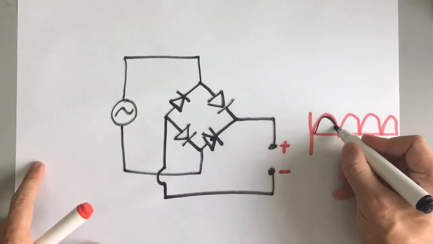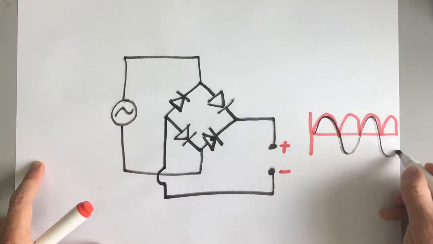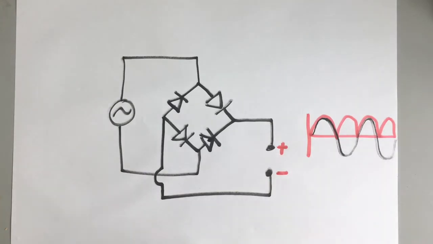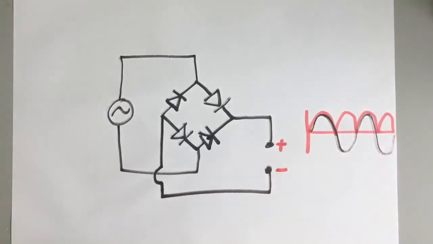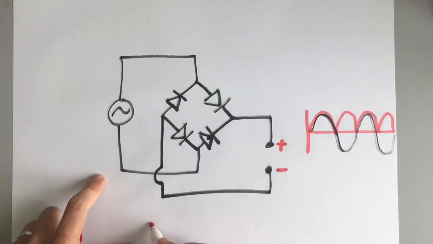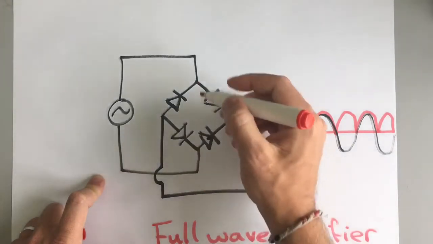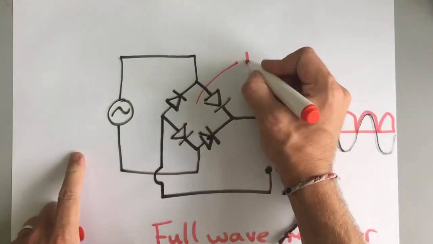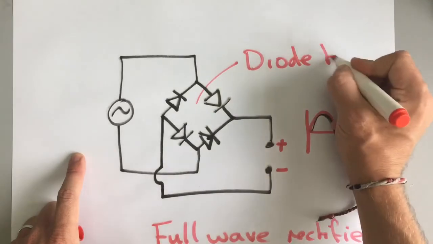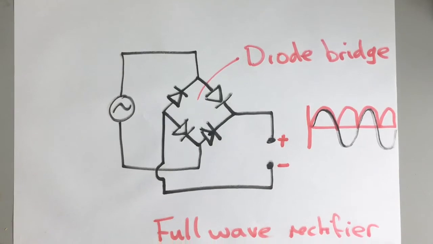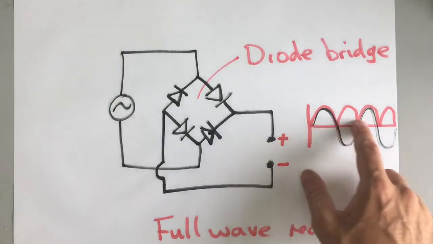If this is the original AC, both positive and negative parts turn into positive parts of the wave. So you get this kind of lumpy effect on the wave. Now that is called full wave rectification, a full wave rectifier. And this diamond formation is called a diode bridge. So that is a diode bridge circuit, and that is a full wave rectifier, so it gives you this.